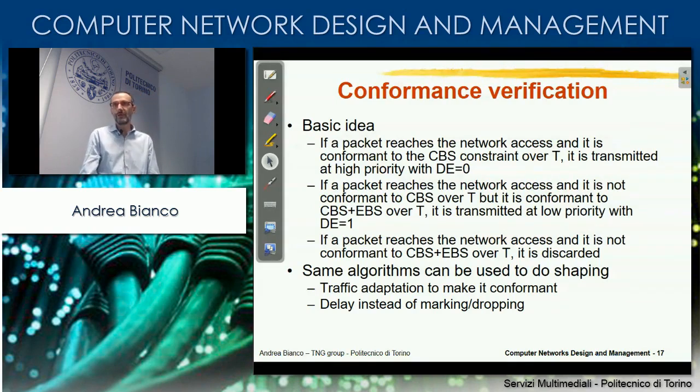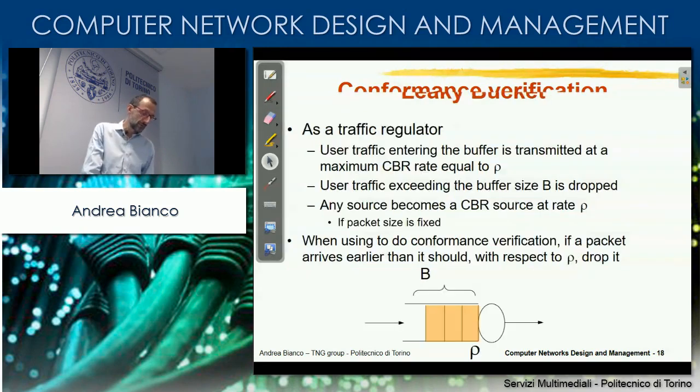The same algorithm can be used to do the shaping, whereas you change the marking and or dropping feature. The first step we have a marking, and then in the second step we have a dropping with a delay. We add a delay so that the packet becomes conformant to the negotiated profile. So shaping is the traffic adaptation to make the traffic conformant if it was not originally generated as conformant. So this can be done through traffic regulators.